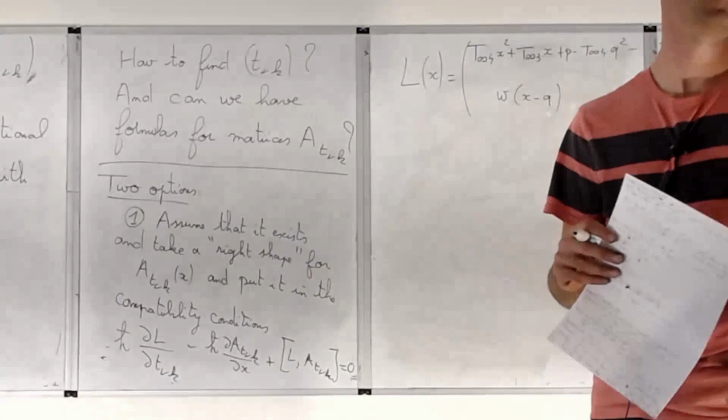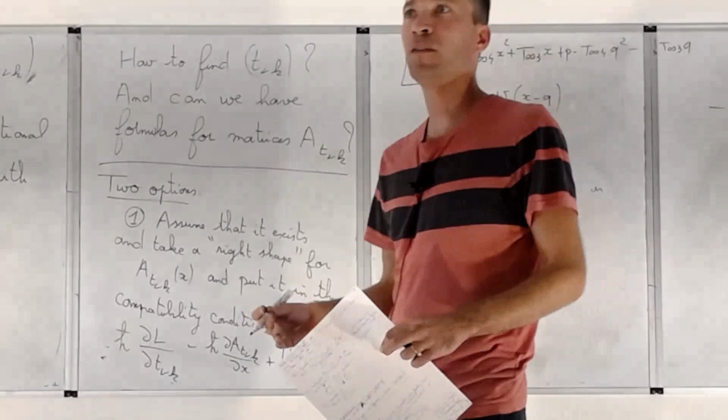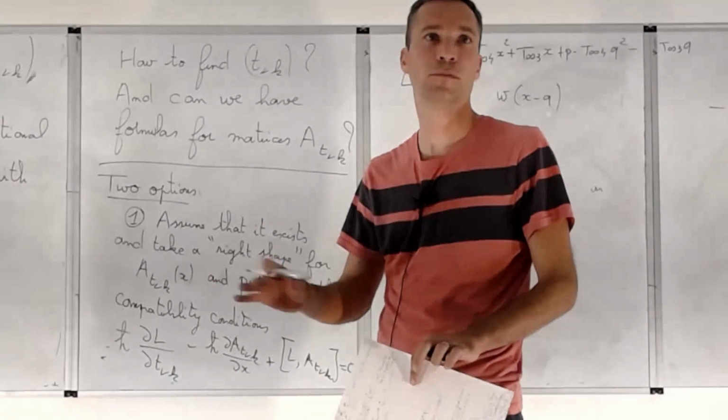This is possible if your Lax matrix is not too complicated, as for the example, you can easily guess the right shape for A and do it this way. I'm going to do it in the example afterward.